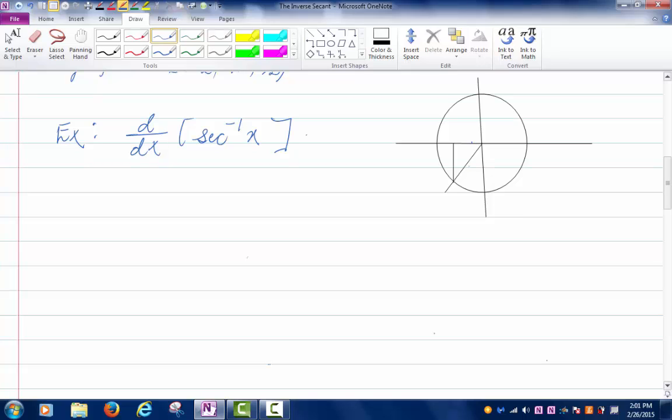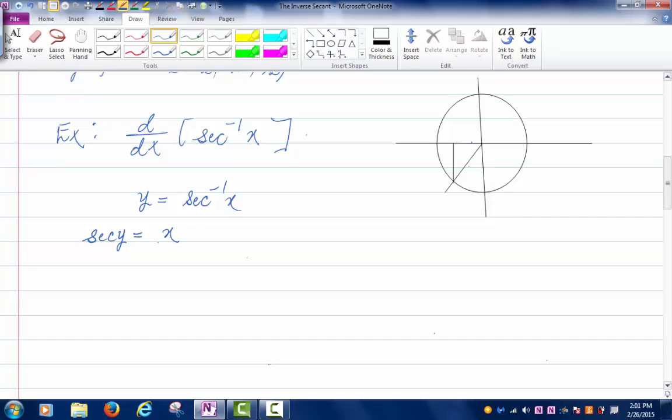How do you find the derivative? Anytime I have a pair of inverses, if I know the derivative of one of them, I can find the derivative of the other by using what? Implicit differentiation, right? So you take y to be secant inverse of x, and then what is secant of y? Secant of y would be x, right? You agree?